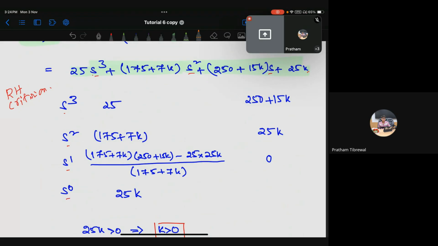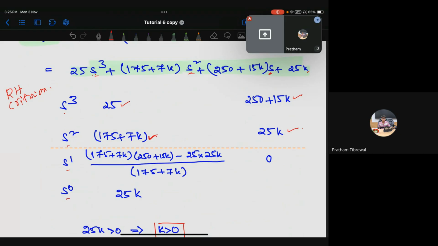Clear? So we are getting our equation from s cube. There would be s cube, s square, s to the power one and s to the power zero. So the s cube coefficient is 25, and that is 250 plus 15k. Now the s square coefficient is here, down: that is 175 plus 7k, and 25k. The s coefficient is here, then the s power 0 coefficient here. It means all the coefficients we will put in the first two rows.